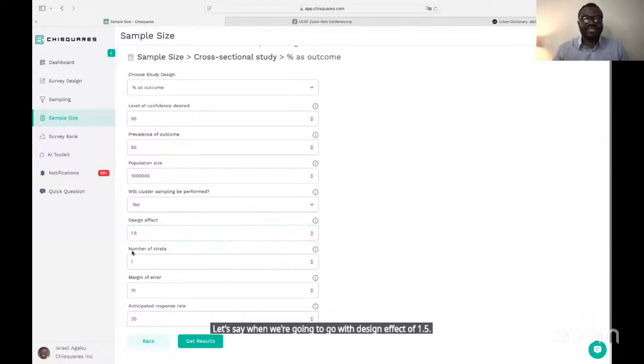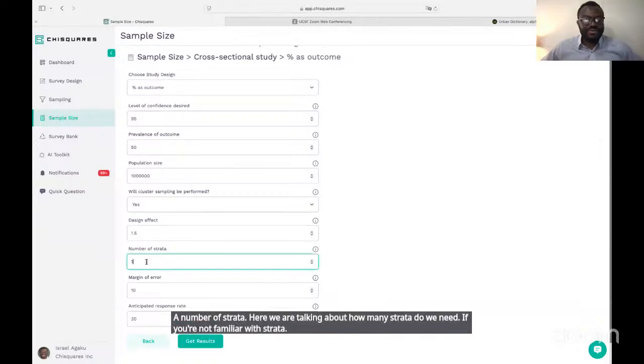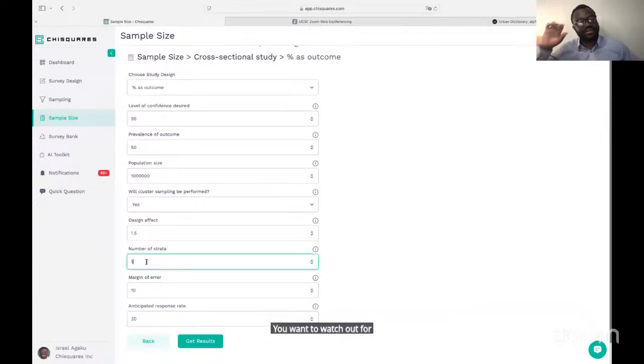A number of strata. Here we are talking about how many strata do we need. If you're not familiar with strata, you want to watch out for it. We're going to have a session on this very soon.